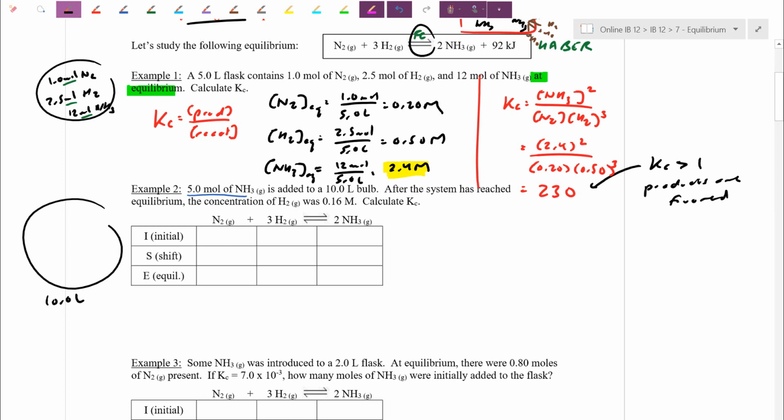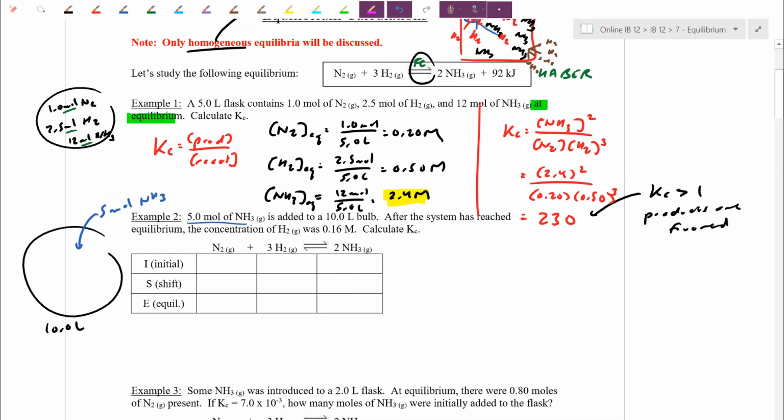Notice here, I put in 5 moles of NH3, right? Did I actually put in any N2 or any H2? Wait a second. In this case, we've only started with products. So currently, I would refer to this as initially. We're going to start up an ICE table here. The initial amounts are 5 moles of NH3. I actually didn't toss in any N2 or hydrogen.